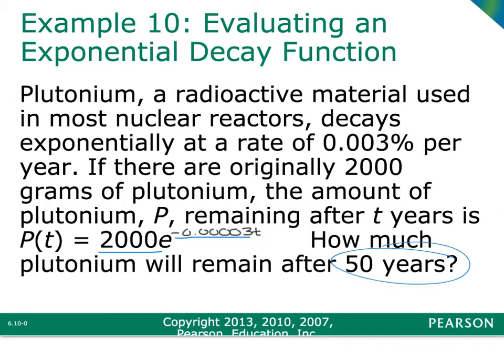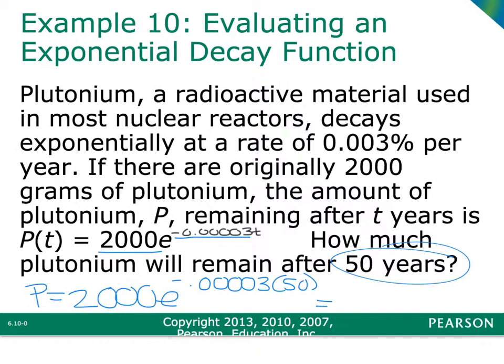So they have told you that 50 years are going to go by, and they would like to know how much plutonium is left after 50 years. So all you have to do is substitute 50 in for the t. You're going to take your 2,000 times e, and raise it to the negative 0.00003 times 50. I would let your calculator do all of those calculations for you. And I'll do a video of me entering this in the calculator for you.